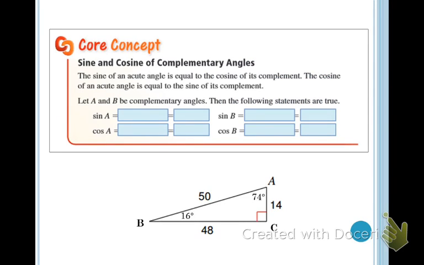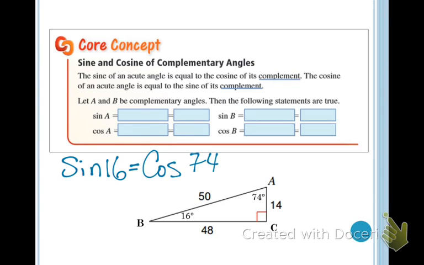Sine and cosine are complementary angles. What does complementary mean? They add up to 90. So here is what this means for us. If I have sine of 16, it is equivalent to cosine of the complement of 16. What is the complement of 16? 74. They add up and equal 90.